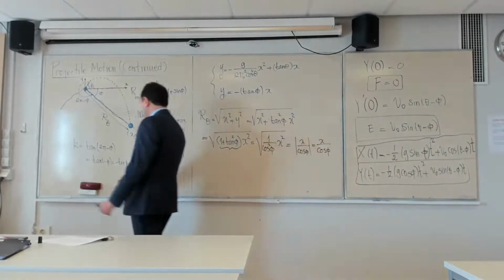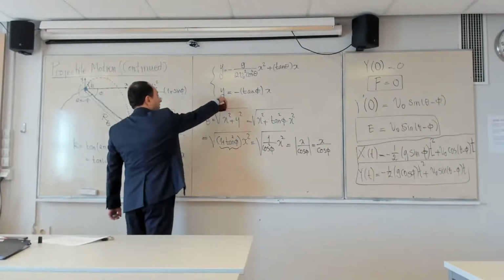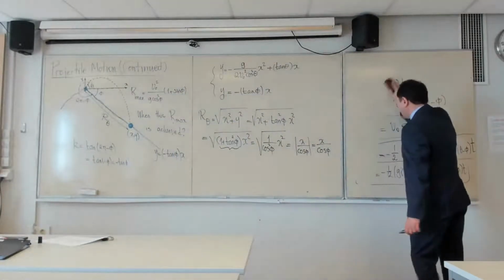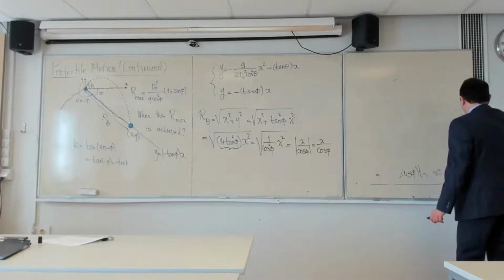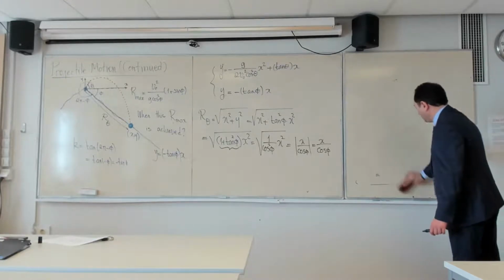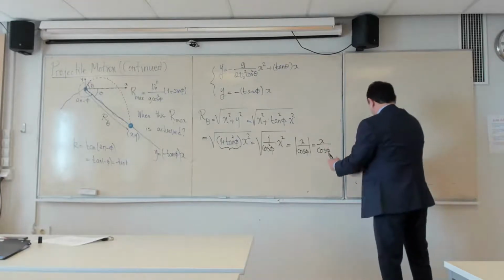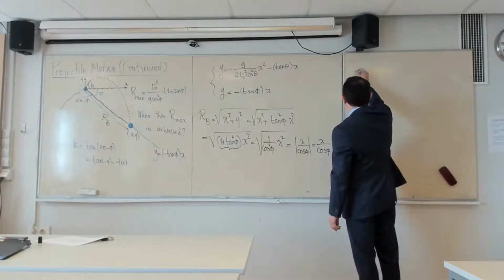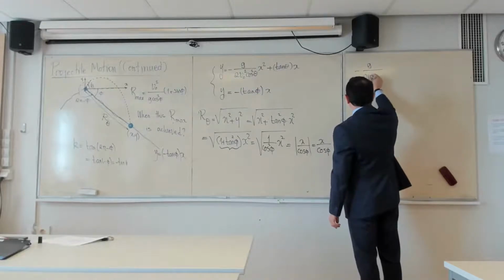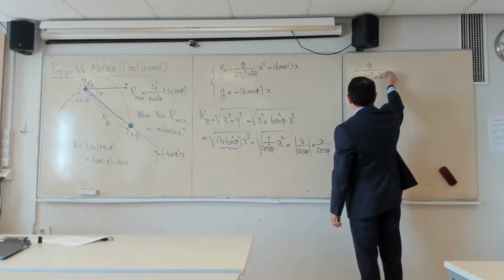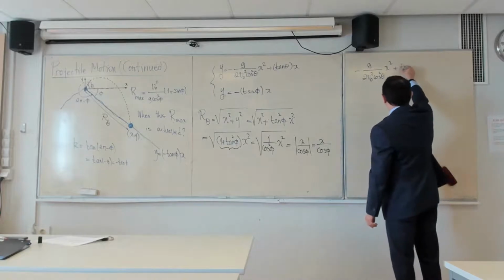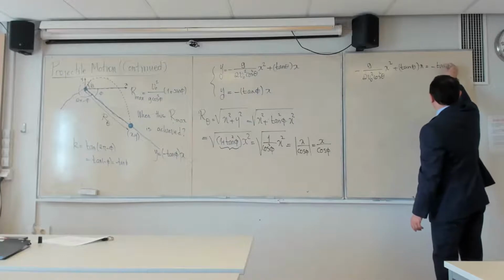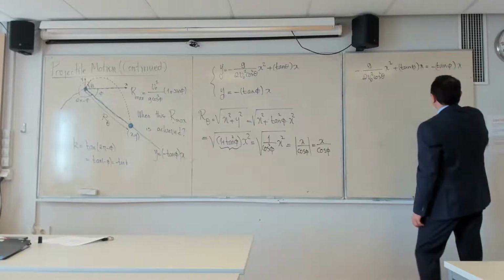So how can I find that? I equate the y's together, and then I find my x, and then I plug it back here. So let us just do that. If I now equate the y's, what happens? It becomes minus g over 2 v naught squared cosine squared theta, x squared, plus tangent of theta times x, is equal to minus tangent phi times x.